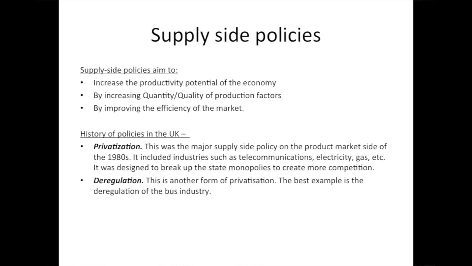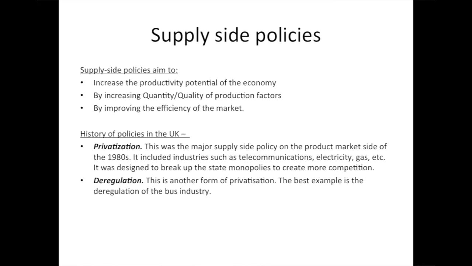So there is a history of supply side policies in the UK. The main ones are privatisation and deregulation. Privatisation was the main supply side policy during the 1980s. It included privatising industries such as telecoms, electricity, gas, and others. It was designed to break up state monopolies, which increased competition in the market, hoping to improve the productivity potential.